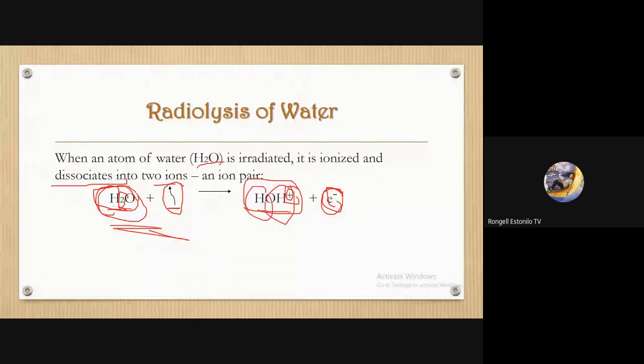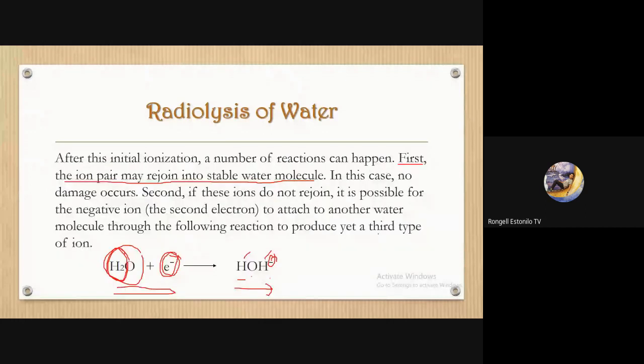So, on the left side, there are still two hydrogens here, but it is positive because one electron separated. So there are more protons on this side. In this case, it occurs. Second, if this ion does not rejoin, it's possible for the negative ion's second electron to attach to another molecule.